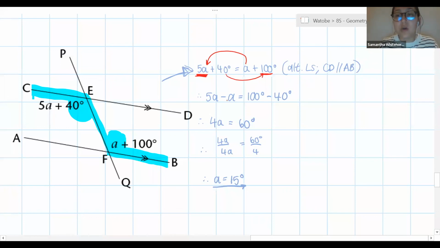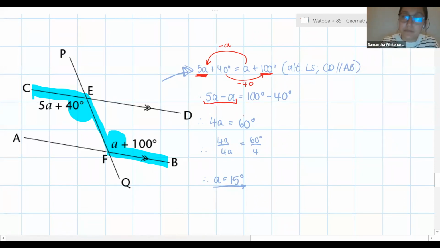So those of you who are also asking for another explanation, hopefully you are listening. Now, when I bring it over, that becomes a minus A because of inverse operations. And when I bring the 40 over, it becomes a minus 40. So that's why on the left-hand side, I've got 5A minus A. And on the right, I've got 100 minus 40 because of my inverse operations.